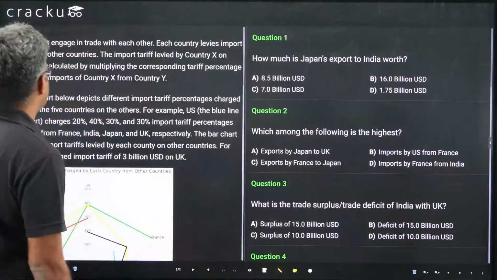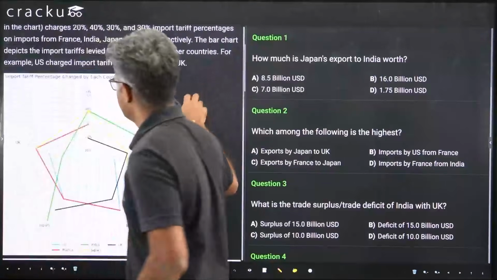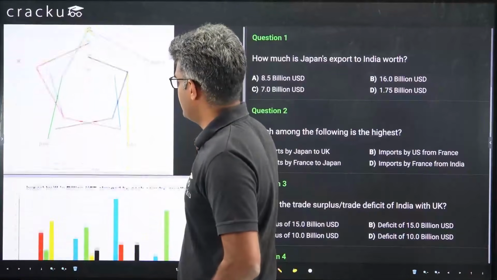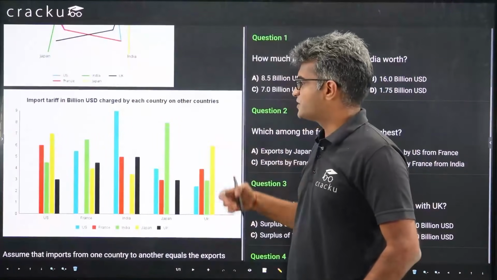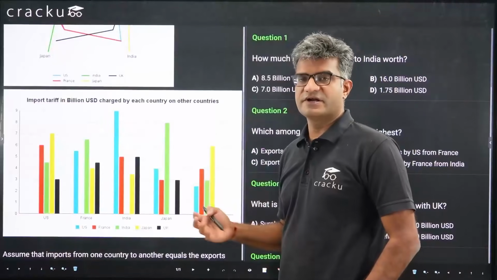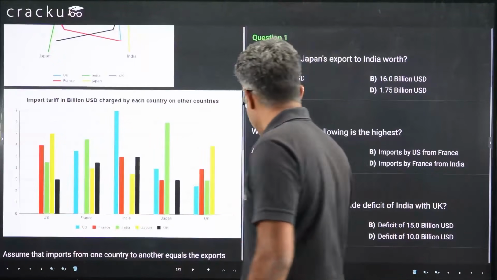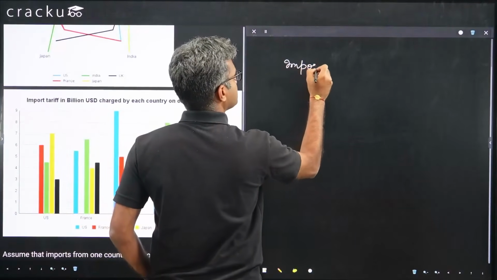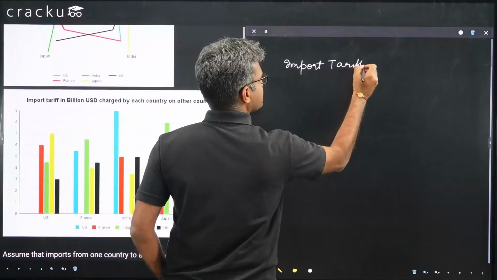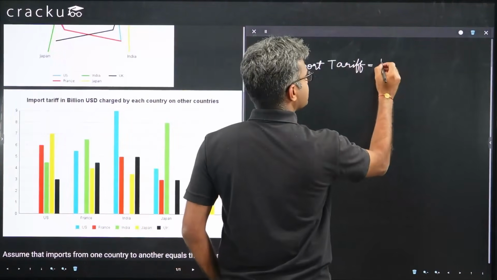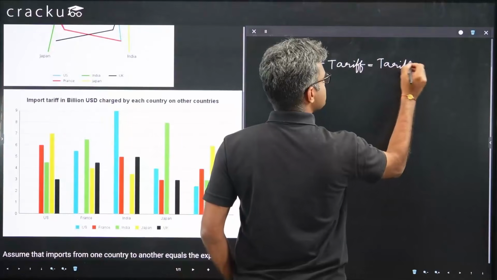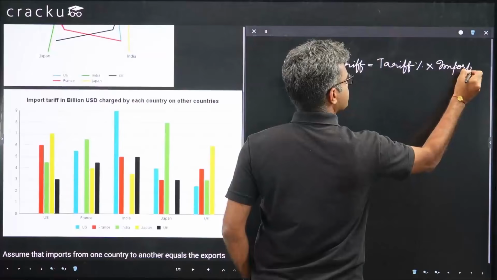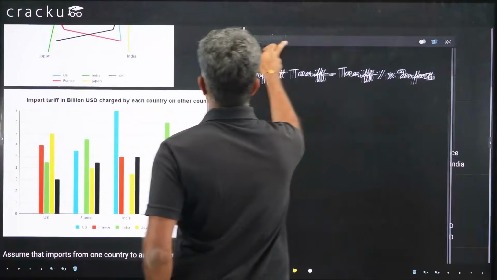In this question, we are given one spider web. This denotes the import tariffs that every country imposed on the other countries. And this bar chart tells us what is the total import tariff that is collected by each of the countries with respect to the other countries. For example, if you are looking at the import tariff that any country is collecting, this will be basically the tariff percentage that is imposed into the total imports. Now let us look at the first question, then it will become clearer for you.